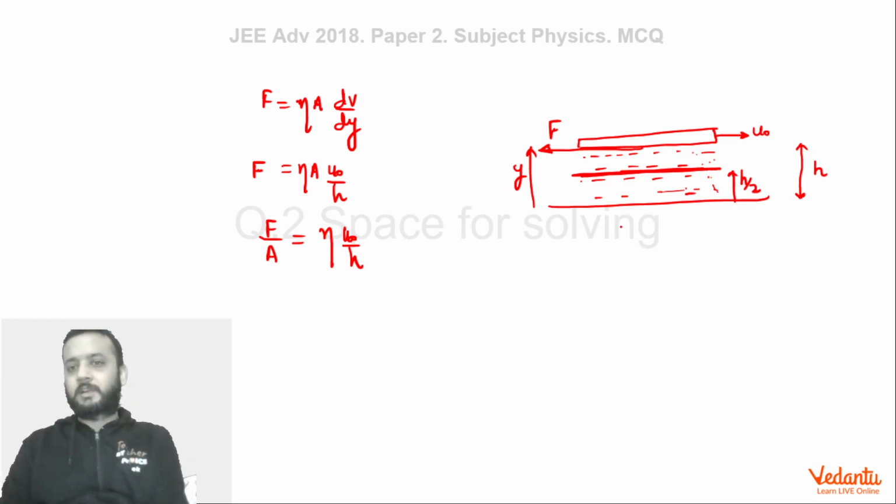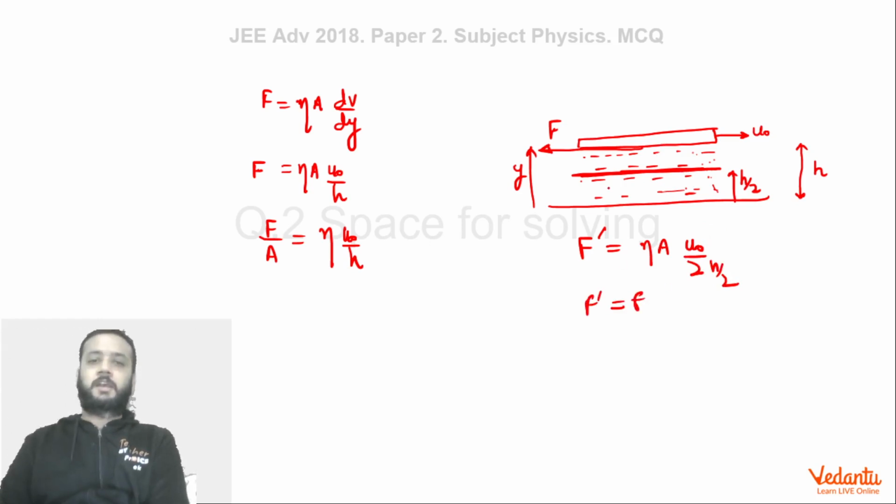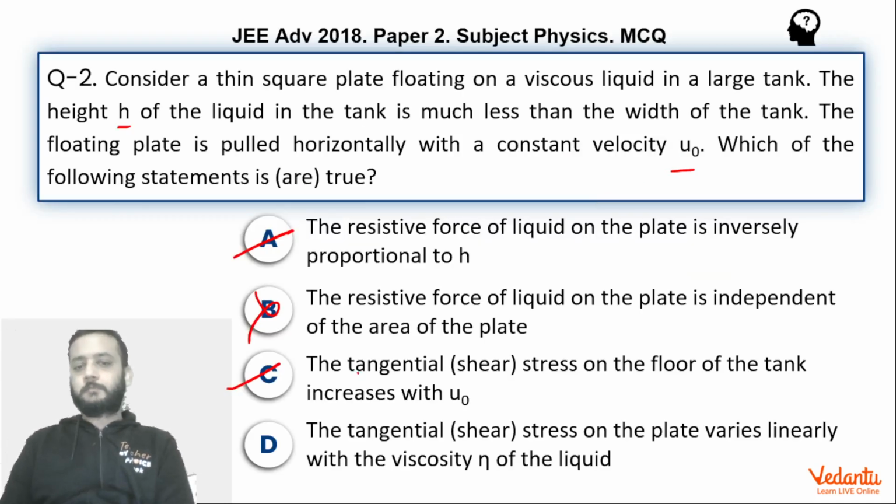So there will be two layers of the liquid at the height of h by 2, and we have to find the resistive force between them. Again, what are you going to write? We can say that the force F dash will be equal to eta into A, where I'm taking the same area A of the layers, into the velocity, which will be u naught by 2 actually, because velocity is varying linearly. So u naught by 2 divided by this height, which is h by 2. We can see it comes out to be the same, F dash equals F. That's why I'm saying the tangential stress between any two layers of the liquid will come out to be the same. So on the floor also it will be the same, and hence this is the correct option.